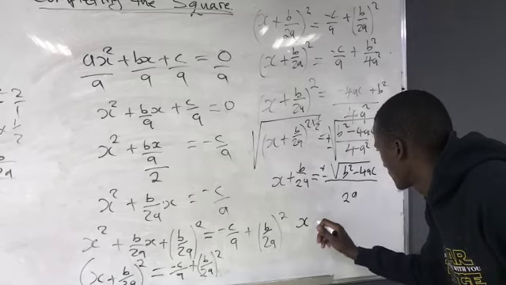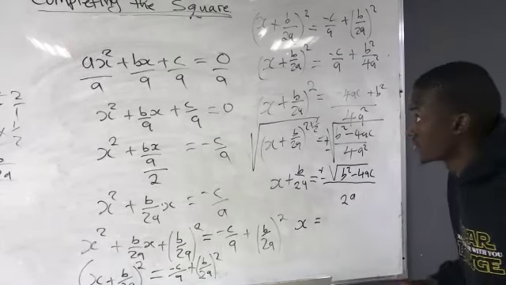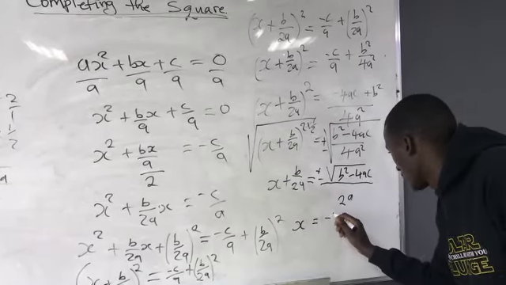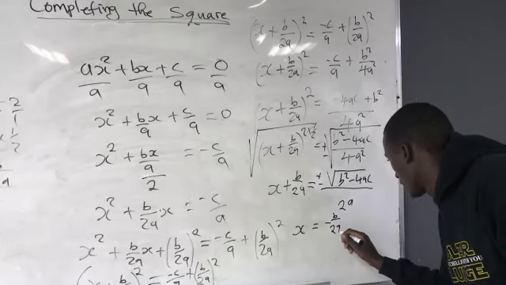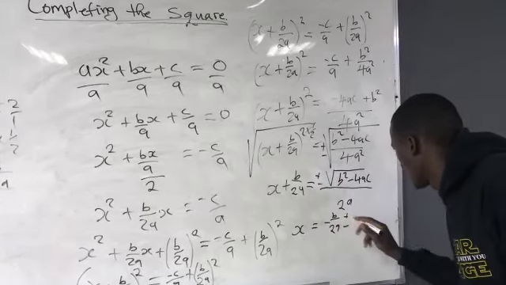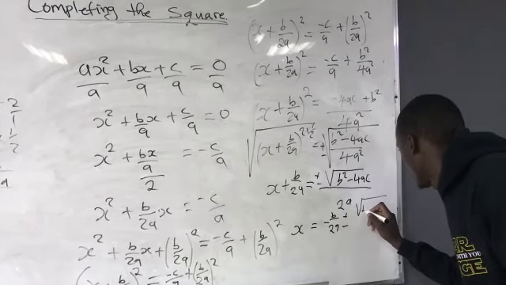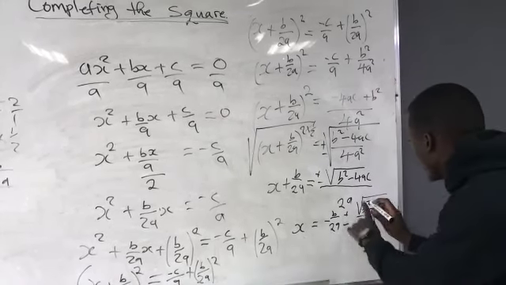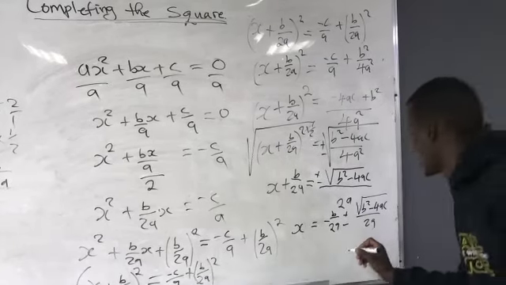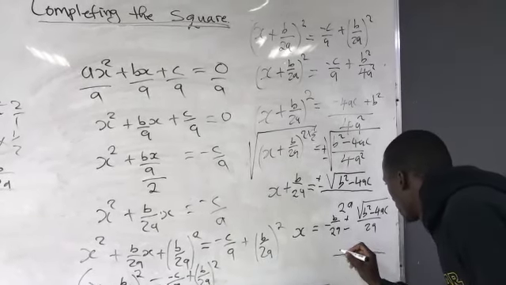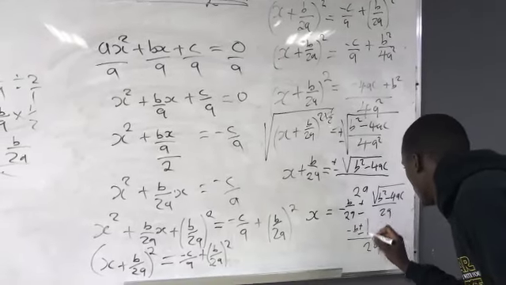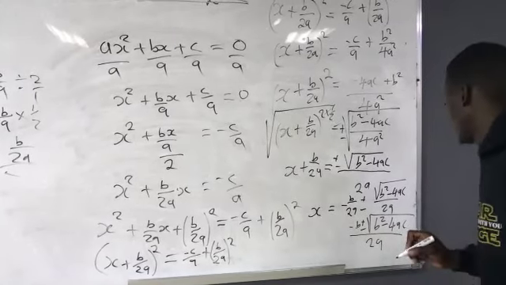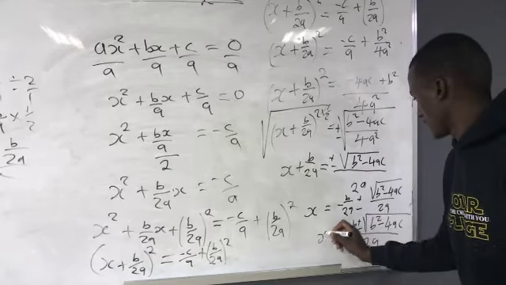Afterward, x is equal to, you move this to the other side because it's an equation and you're trying to find the variable x. So when you shift this to the other side, you're going to get negative b over 2a plus or minus the square root of b squared minus 4ac over 2a. If you are to solve this, the denominators here are the same. So you just write it as x is equal to negative b plus or minus the square root of b squared minus 4ac, all over 2a.